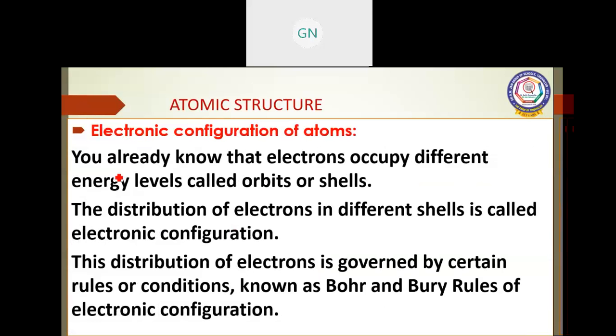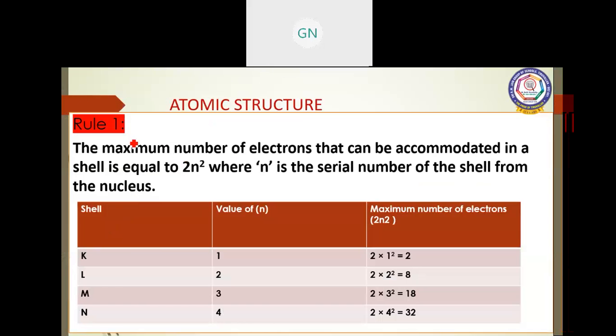Electronic configuration of atoms. You already know that the electrons occupy different energy shells, which are known as orbits or shells. The distribution of electrons in different shells is called electronic configuration. This distribution of electrons follows certain rules.